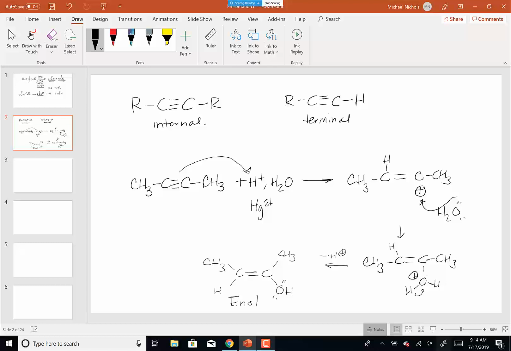And you might say, well, are the two methyl groups going to be cis or trans? It's actually going to be 50-50. Because this carbocation, the water is going to attack the carbocation on both sides. So the stereochemistry here is not important, because we're going to get a mixture of cis and trans. And it won't matter for this enol, because enols are unstable.